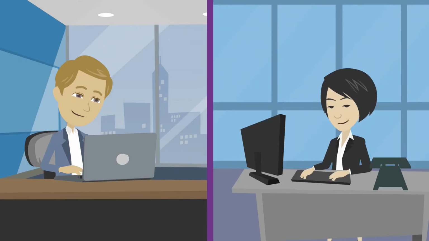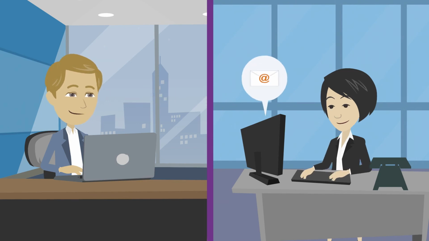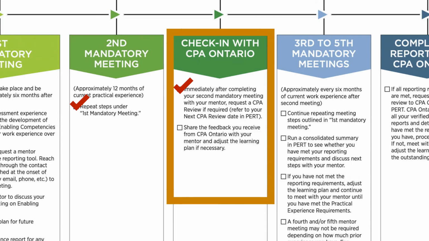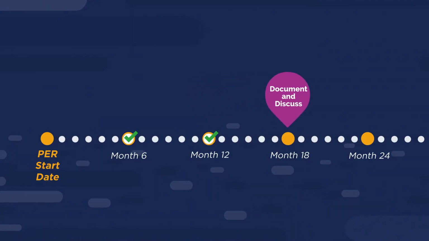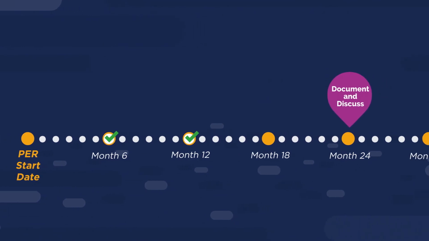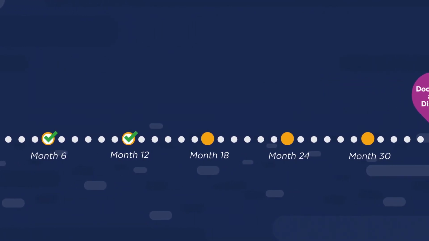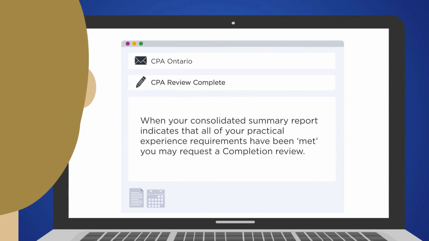He shares the feedback received from CPA Ontario with his mentor so that they can incorporate it in his learning plan. He will continue to document his progression in technical and enabling competencies in PERT and meet with his mentor semi-annually. Based on this review, Jason notes that CPA Ontario is not concerned with his ability to meet the practical experience requirements in this role.